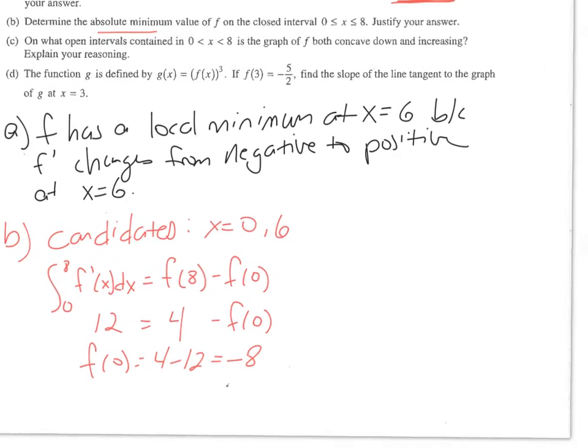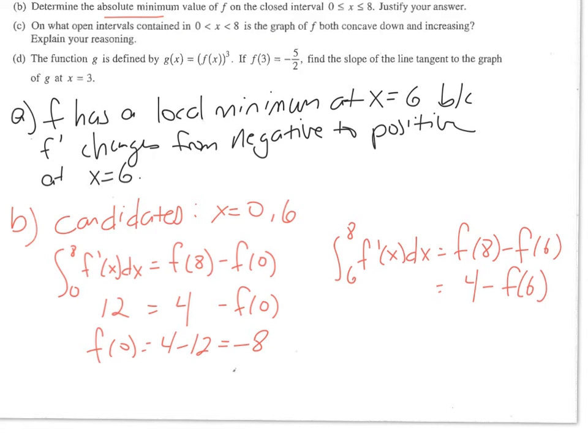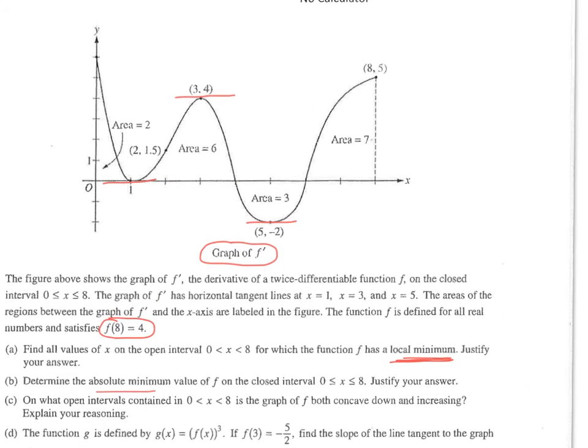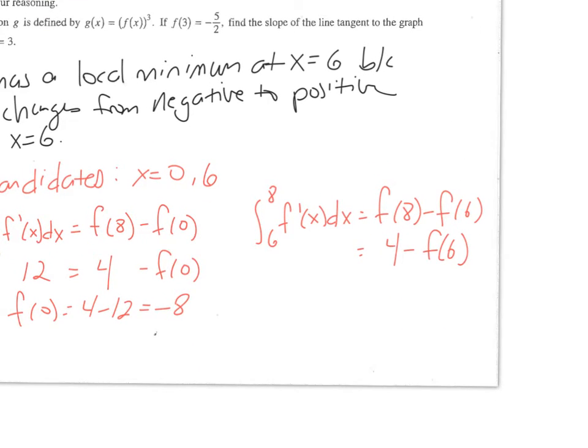Let's do the same thing to check out x equals 6. So now instead of going from 0 to 8, we'll go from 6 to 8. We know that this is f of 8 minus f of 6. Again, we know that f of 8 is 4. We're looking for f of 6. And the integral from 6 to 8, let's see, here's 6, here's 8. That integral is equal to 7. Which means that f of 6 is equal to 4 minus 7, which is negative 3.